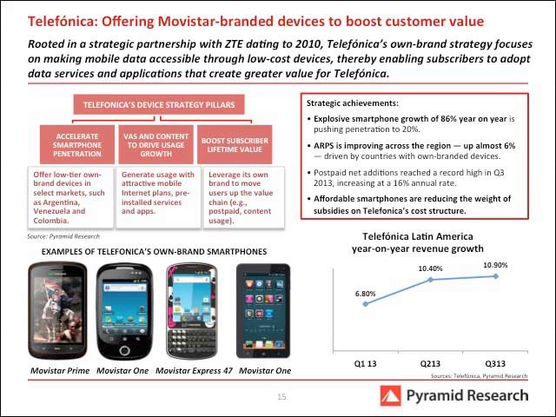Overall, the strategy of providing affordable smartphones via its Movistar brand, together with other device strategies, for example, the fact that they're supporting the new open Firefox operating system, is helping Telefonica to enhance its portfolio, rely less on subsidies, boost smartphone growth, and more importantly, increase the value and revenue potential of subscribership.